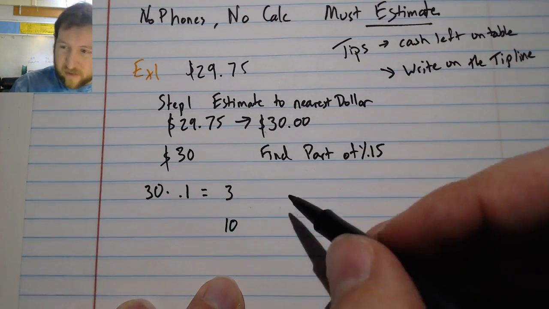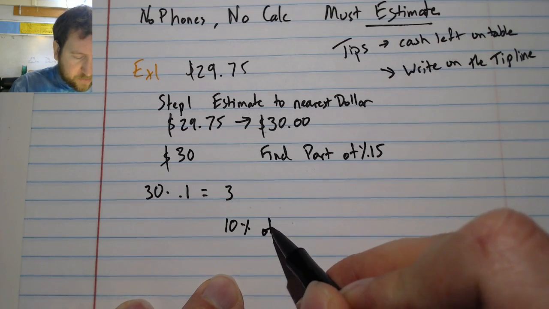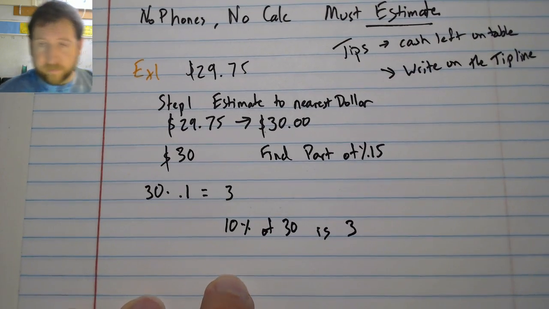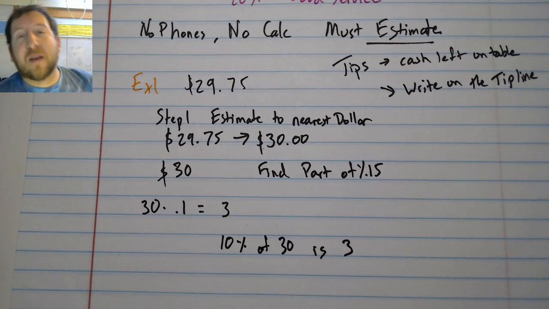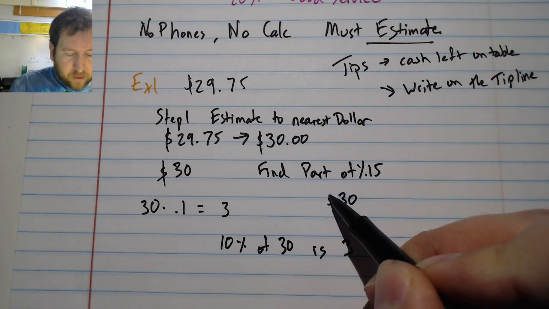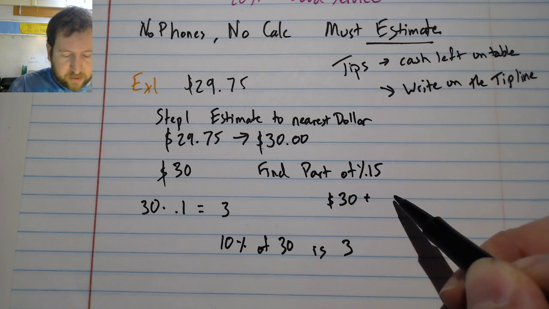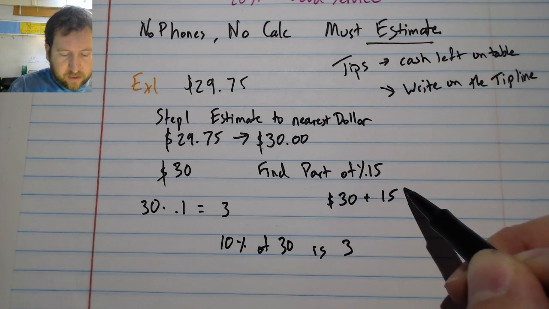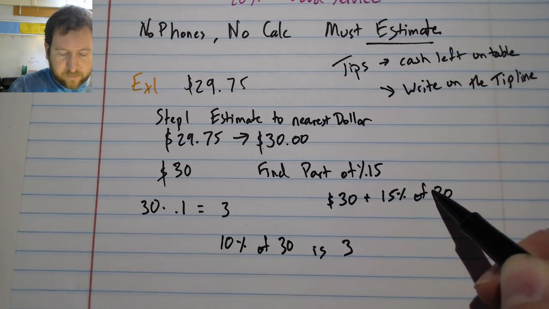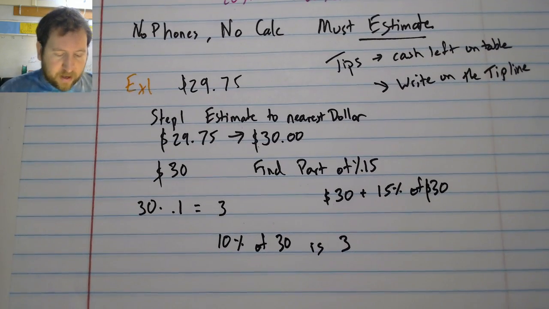Oops, I was off the page, sorry. 10% of 30 is 3. Okay, so I'm halfway to my 15%. So I really want $30 plus 15% of $30. And I want to do this all in my head.